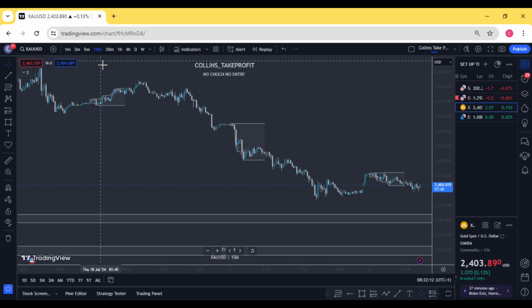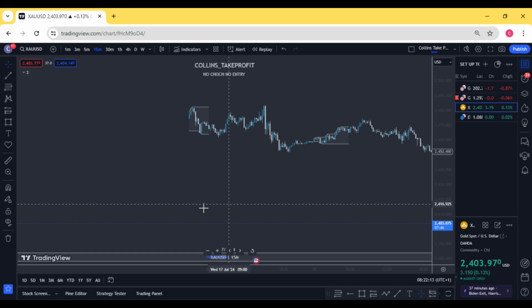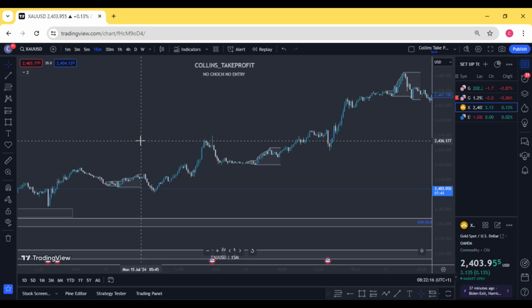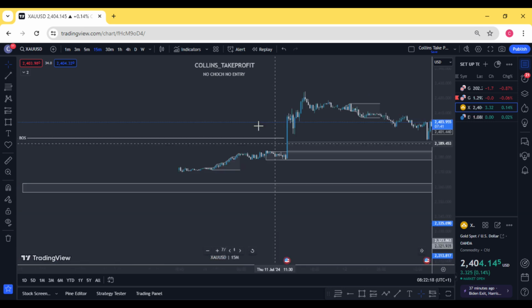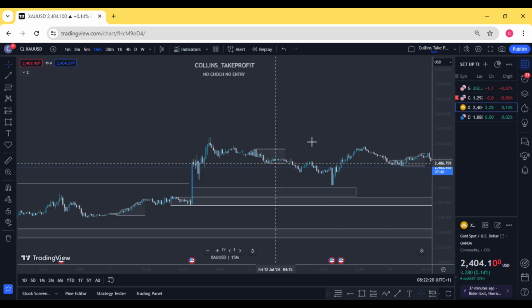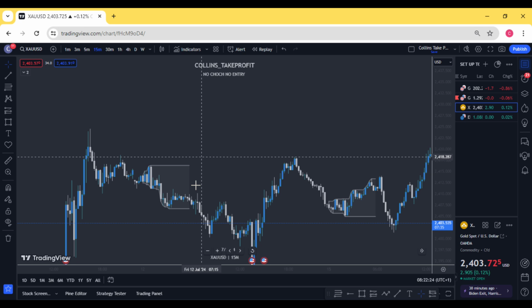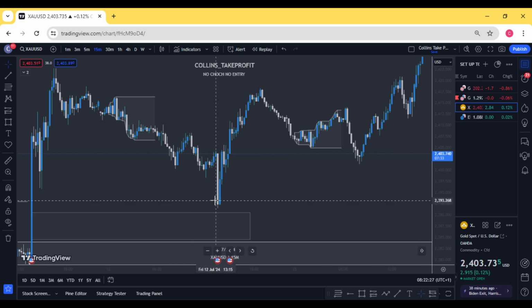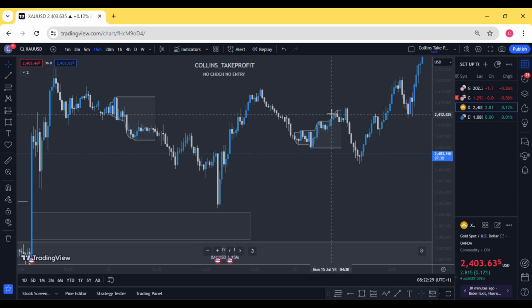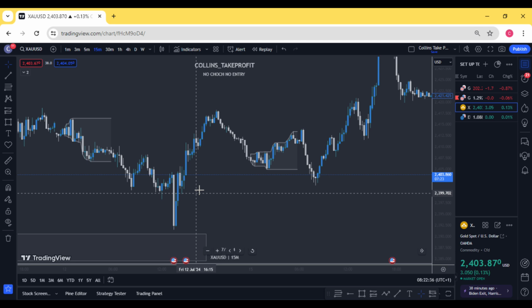Let's come down to the 15 minute. Let me show you guys the internal structural levels. Now you can see price reacted from these areas. Price reacted from this area. This was Friday, then this was Monday. Price pulled back down into this structure, this demand zone around here, to this internal structural level, this internal demand zone. Then price reacted from this area of demand.